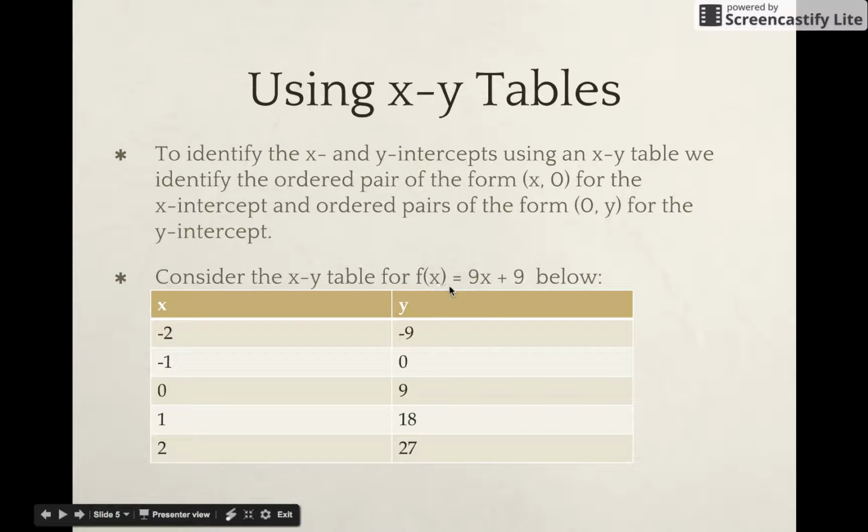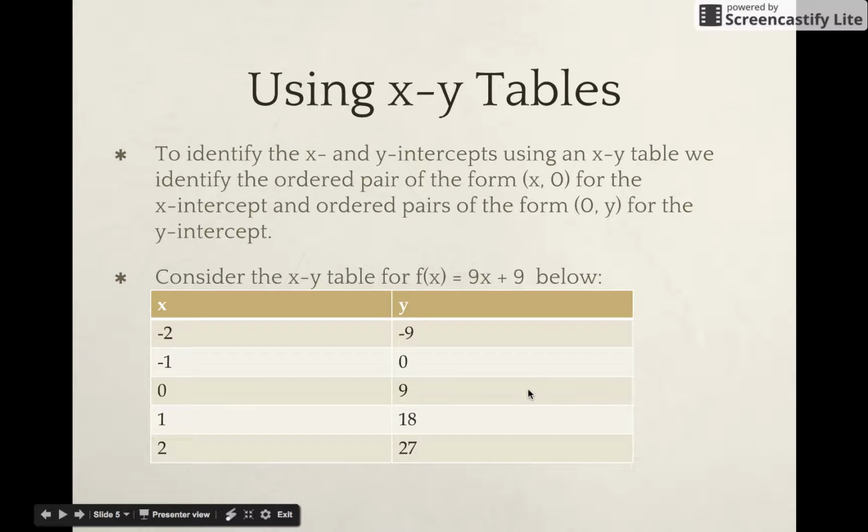Below we have the xy table for the function f of x equals 9x plus 9. As we examine this xy table, we do see that the ordered pair -1, 0 is on here. This has a y value of 0, and so we know that it must be an ordered pair that's on the x-axis, so it is an x-intercept. We have the ordered pair 0, 9, and again, since the x value is 0, we know it must be a point that's directly on the y-axis, and so it must be a y-intercept.